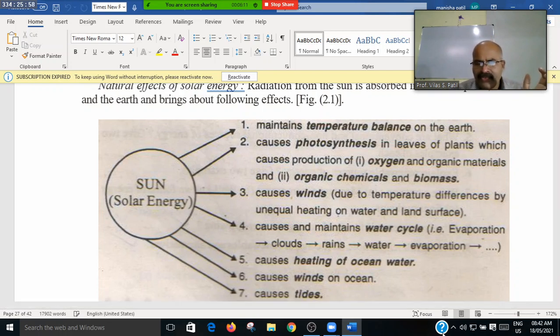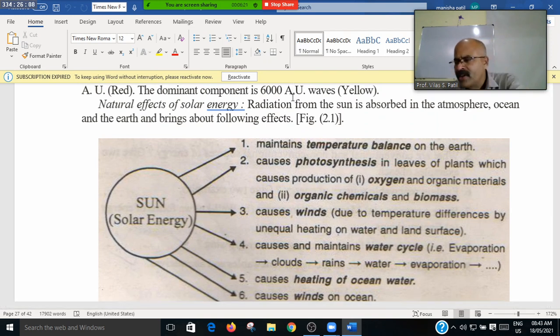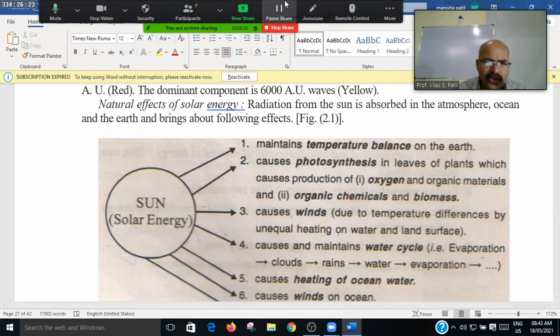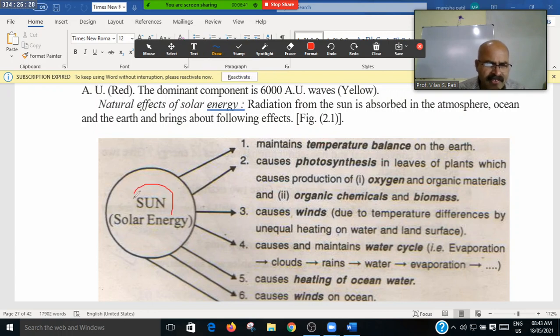And in natural effects, friends, the radiation from the sun is absorbed in the atmosphere, ocean and the earth surface, and it brings the following effects. There are the six natural effects to be shown by this diagram. This is the sun. Just I can use the annotate here. This is the sun and the sun energy, and it can maintain the temperature balance on the earth.